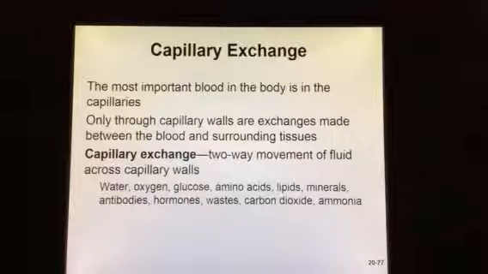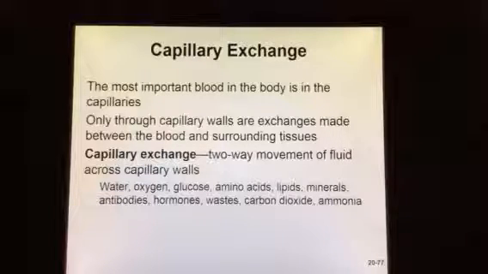Okay, the next video in this chapter is going to focus on the exchange of nutrients and molecules that happens in the capillaries. We've talked about that the capillaries is kind of where all of the exchange happens. Not necessarily all, some happens in the veins, but the capillaries by far is the most important. So the most important blood in the body is in the capillaries. It is here through those capillary walls that the exchanges are made.